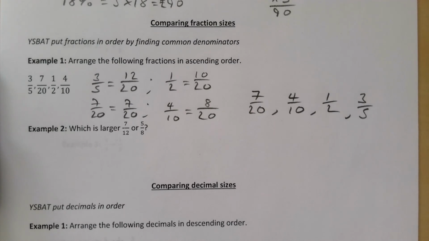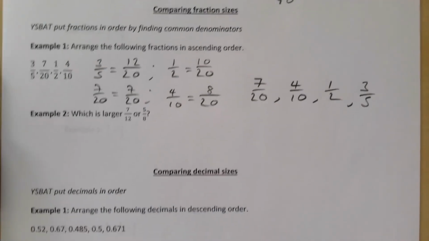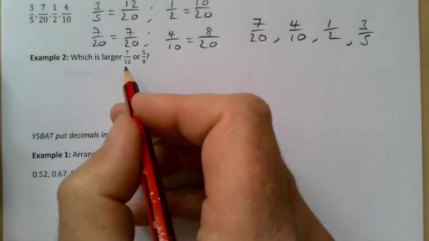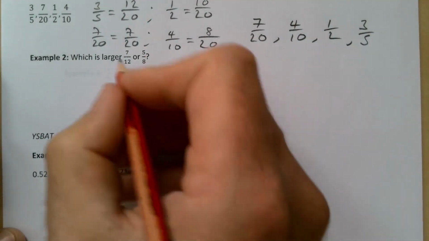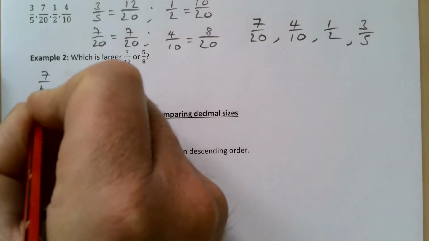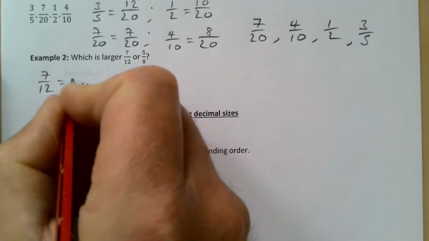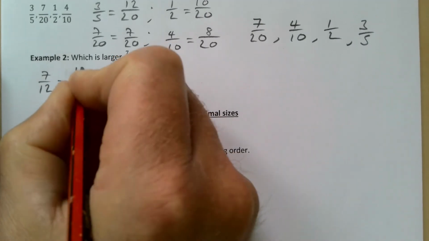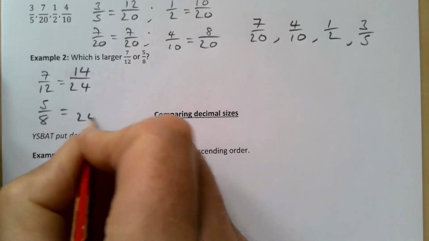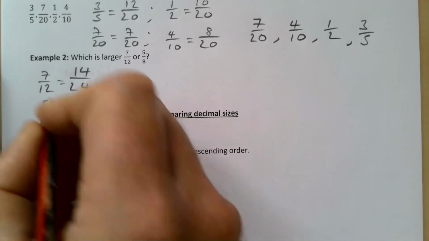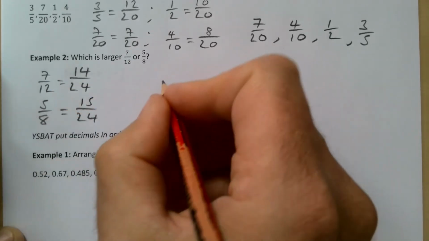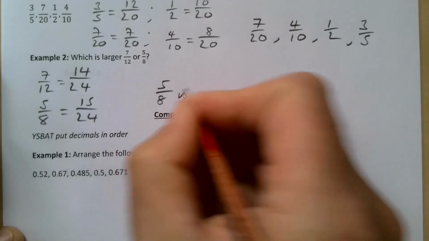Example 2 then, which is larger, 7/12 or 5/8? Again, we want a common denominator. You could do 12 times 8 and put it in 96, but there's definitely a lower common denominator than that. If you check, they both go into 24. So if we change them both into 24, what do I times this by? Times it by 2, so it's going to be 14. And then 5/8, 8 times 3 gives me 24, so I times by 3 here, and I get 15. So 5/8 is larger.